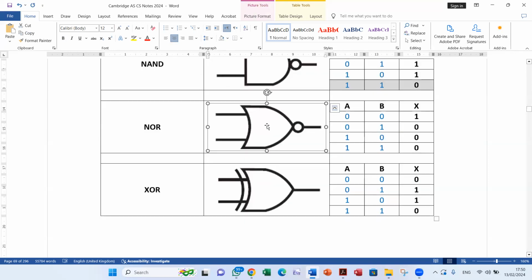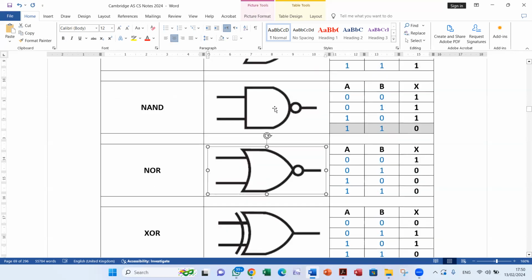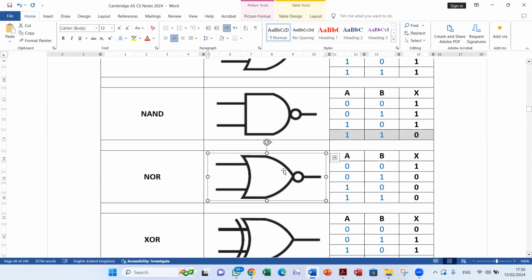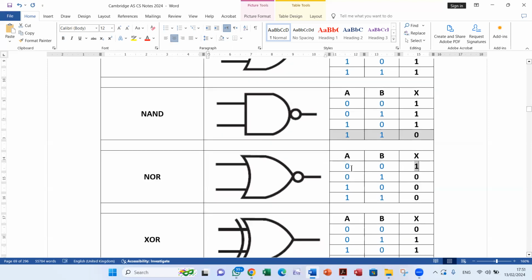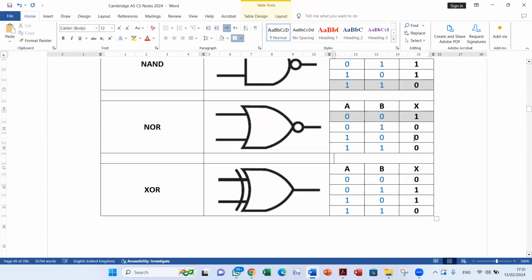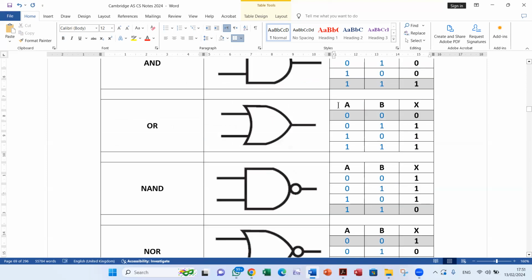Similarly, that is called NOR. It's an OR gate followed by a NOT. That's why we call it NOT OR. So it's a NOR. And if the output of the OR is 0, 1, 1, 1, the output here is 1, 0, 0, 0. It is just the opposite of the OR gate.